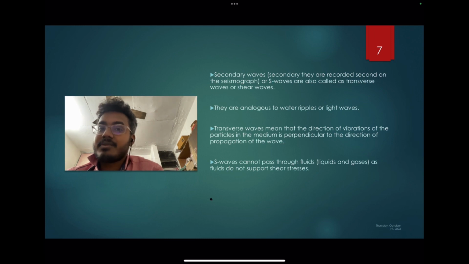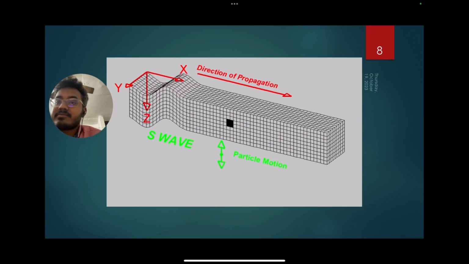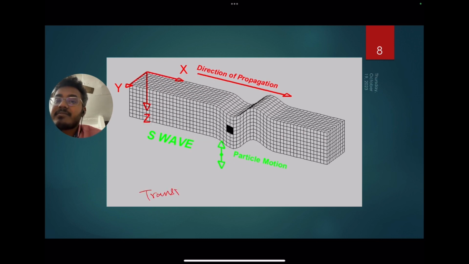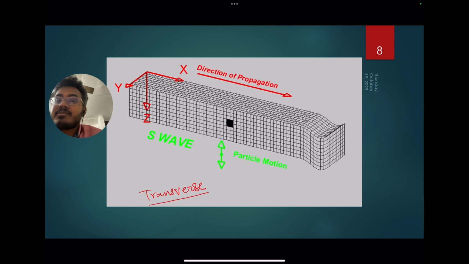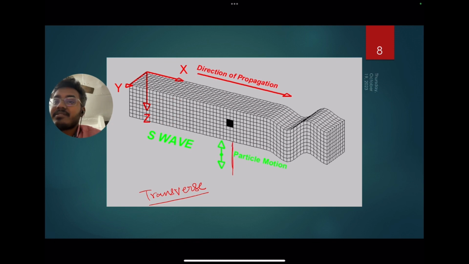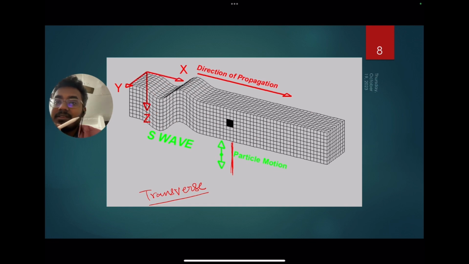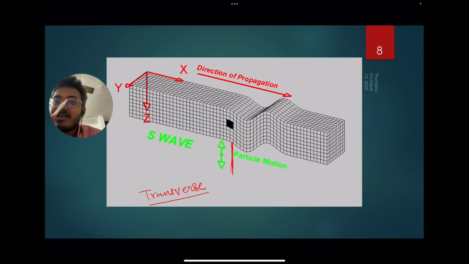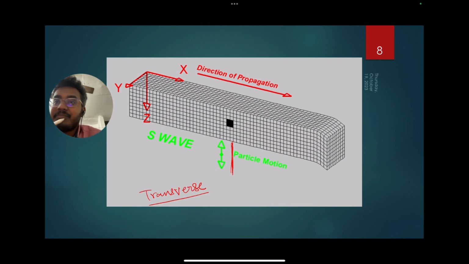Secondary waves or S waves arrive at the seismograph after the P waves because their velocity is less than the P waves, and they are transverse waves. Transverse because the vibration of the medium happens perpendicular to the direction of propagation. See this one, like this. The black dot is being vibrated in the z axis while the wave is moving along the x-axis.